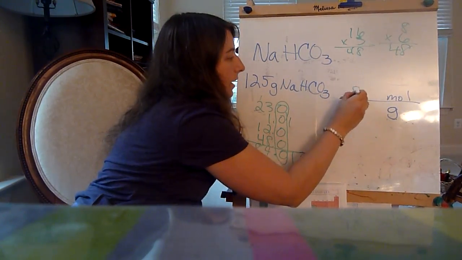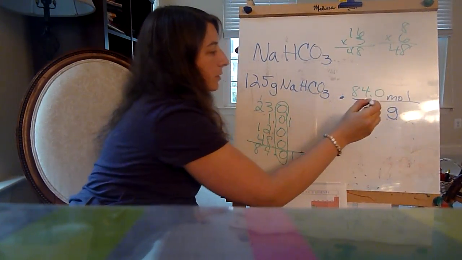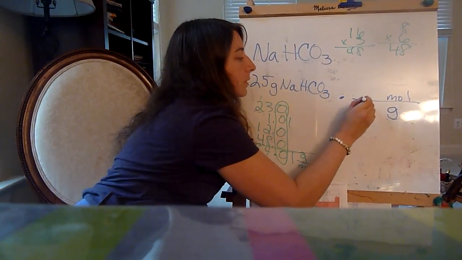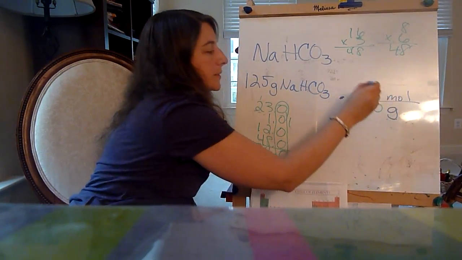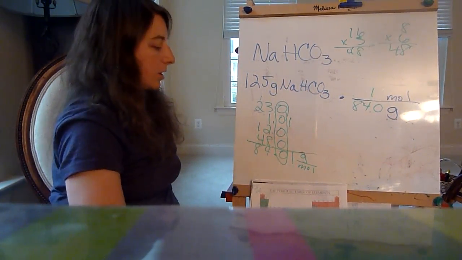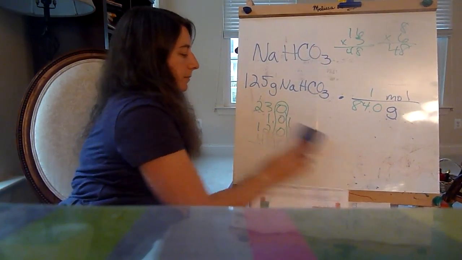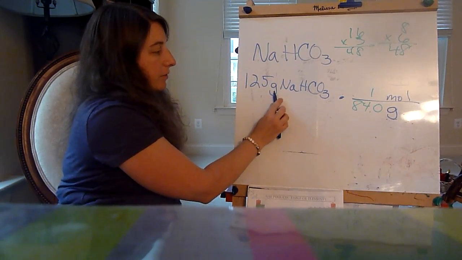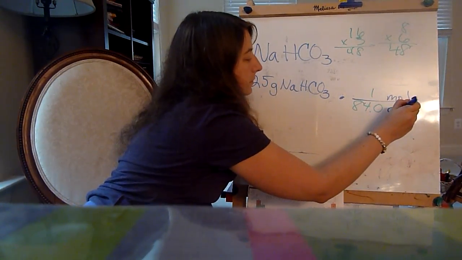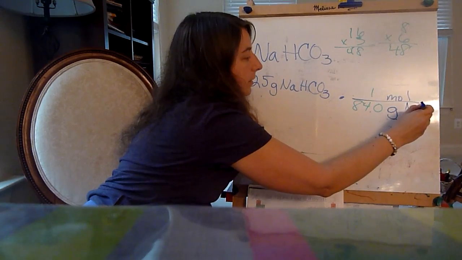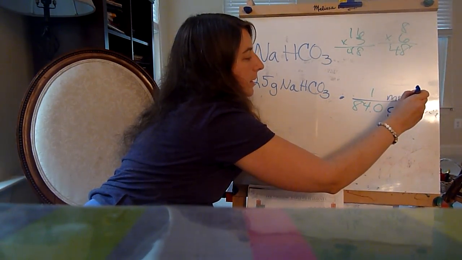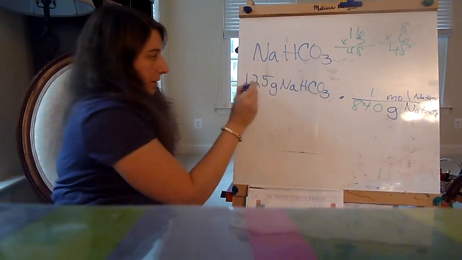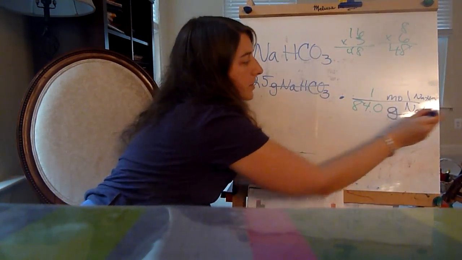Everybody else is only significant in the 10th place, so I round to the 10th place. So I'll use 84.0 grams per mole. Since molar mass is in grams per mole, I put 84.0 grams in 1 mole of sodium hydrogen carbonate. So then I just want to take 125 grams NaHCO3. So then I cancel out my grams of sodium hydrogen carbonate.